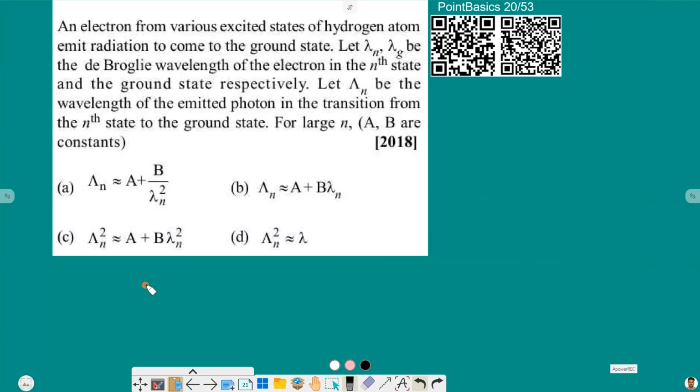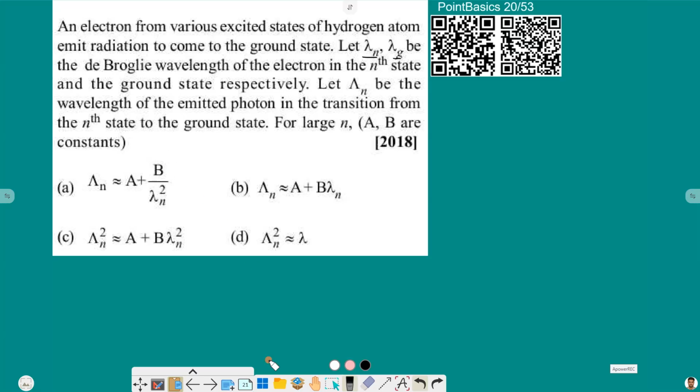Now in the next one, an electron from an excited state of a hydrogen atom emits radiation to come to the ground state. Let lambda n and lambda g be the de Broglie wavelengths of the electron in the nth state and the ground state respectively. Let lambda be the wavelength of the emitted photon in the transition from the nth state to the ground state. For a large value of n, where a and b are constants, we have to find the relation between lambda and these constants a and b and lambda n squared.